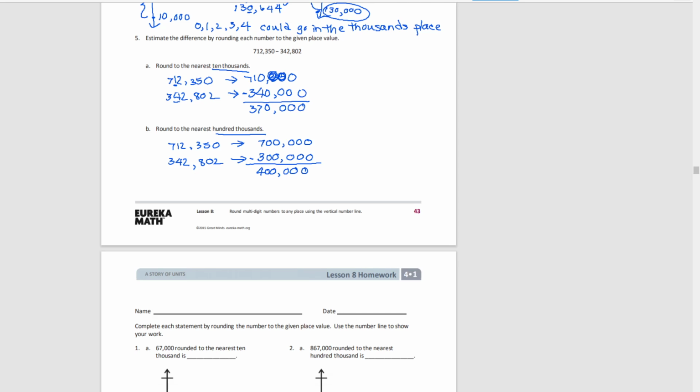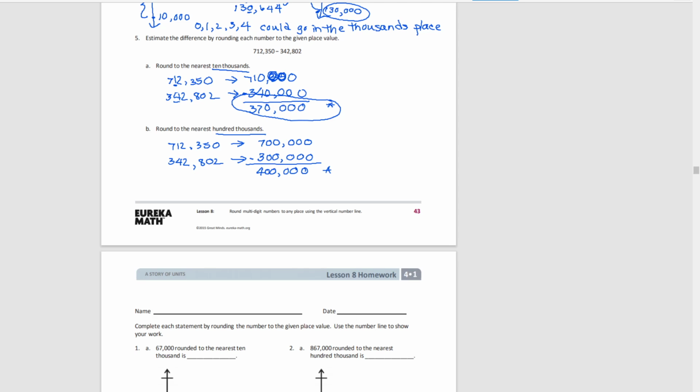So I have two estimates. They're close, 370,000 and 400,000 are not hugely different from each other, but they're different depending on which place value I rounded to. So based on the discussion we had before, if we actually subtracted those two numbers, which of these two is a closer estimate of the actual difference? That's right, it would be this one, because I changed the fewest number of numbers when I made my estimate.